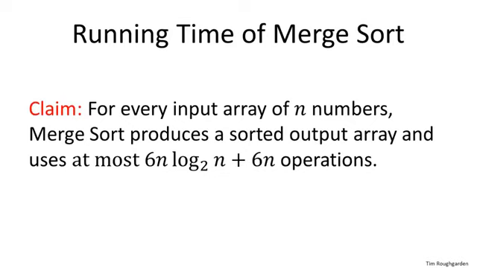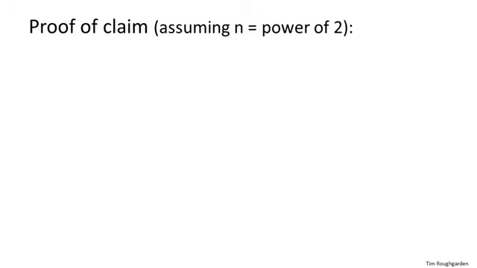that in order to sort an array of n numbers, the merge sort algorithm needs no more than a constant times n log n operations. That's the maximum number of lines of code it will ever execute. Specifically 6 times n log n plus 6n operations. So how are we going to prove this claim? We're going to use what is called a recursion tree method.